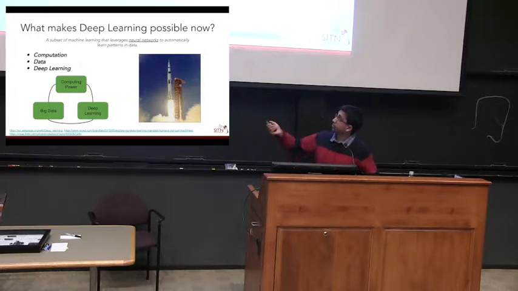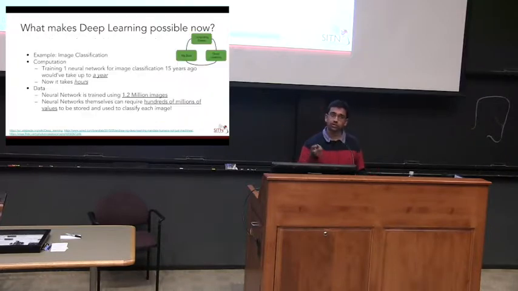Let's just take a case of image classification, so you can think about this as Face ID on your iPhones. In terms of compute power, training one of these neural networks 15 years ago would have taken a year's worth of compute time. You would sit on what would have been a computer 15 years ago, and it would take you a year to train even one of these networks. Today, this process takes a mere hours, so you can actually train a couple of different networks in a given day.